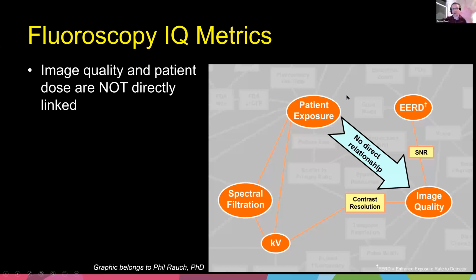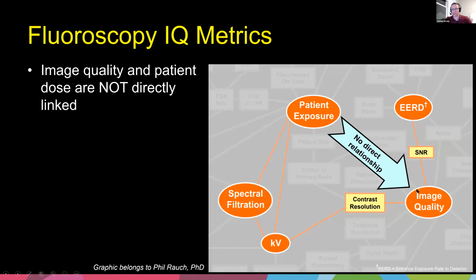But the point I'm trying to show here is that if you actually dig down and start looking at the interconnectivity, there is actually no direct relationship between patient dose and image quality. And that's the interesting thing about fluoroscopy. The dose to the detector will affect the signal to noise ratio we get in the image, so the pleasantness of the image, and that obviously directly affects the image quality.